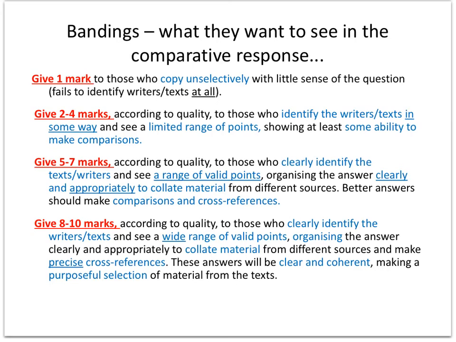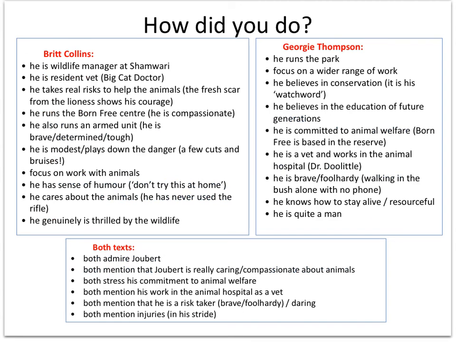And then to move into A A star, you clearly identify the writer's text, a wide range of valid points, organising the answer clearly and appropriately to collate material, a precise cross-referencing rather than general. It's precise for the A A star. It should be clear and coherent and be purposeful in its selection. So if you're able to have a go at this at home, what you can then do is use this to identify whether you picked up on the same things that WJEC thought you ought to.